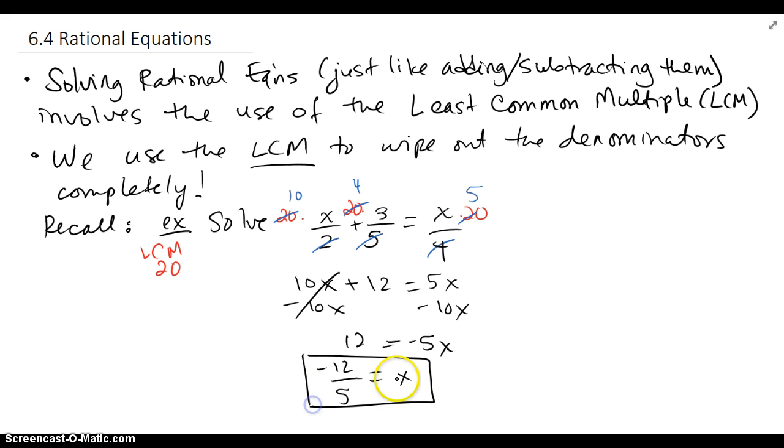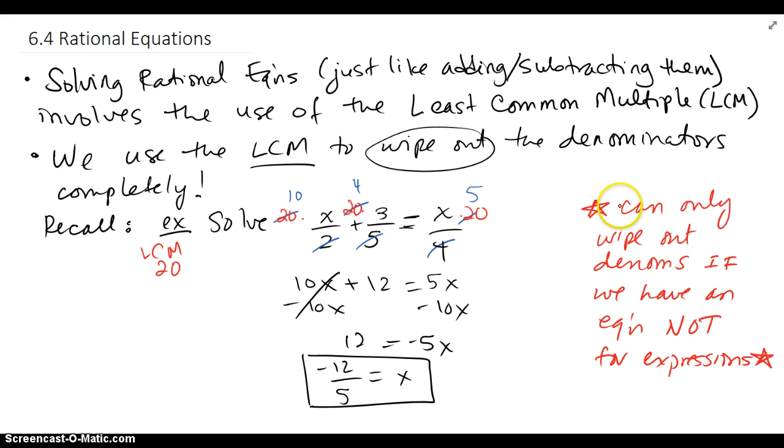Rational equations are done the same way, with the use of the LCM to wipe out the denominators like we did here. So we're going to need to get the LCM and then get rid of the denominators. I also want to point out this big note that we can only wipe out denominators if we have an equation like we did here. We will not be able to use this method and wipe out the denominators if we have an expression. So it doesn't work for expressions, it only works for equations.